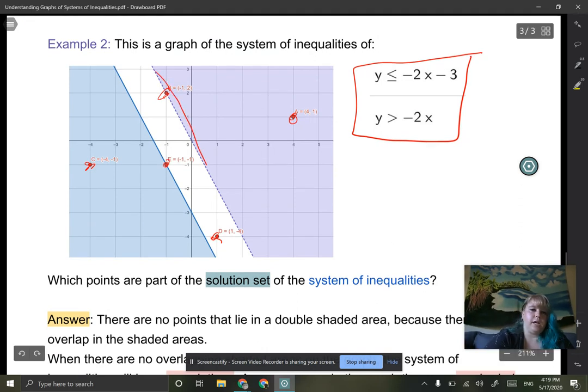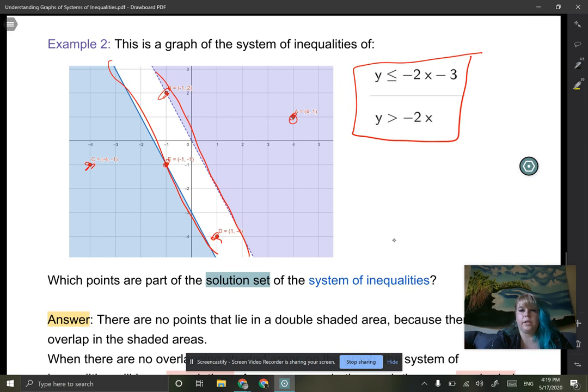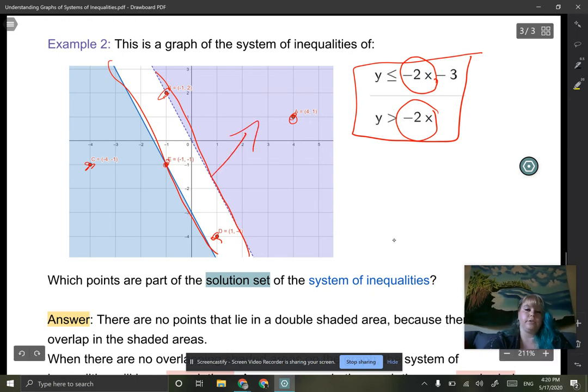First of all, these lines look like they're parallel, right? Well, let's look at the inequalities. The slope of this one is negative 2x, and the slope of this one is negative 2x. So since they have the same slope, that means they are parallel, okay? That means they will never cross. This inequality is greater than y, so everything's shaded that way. And this inequality, everything's shaded that way.